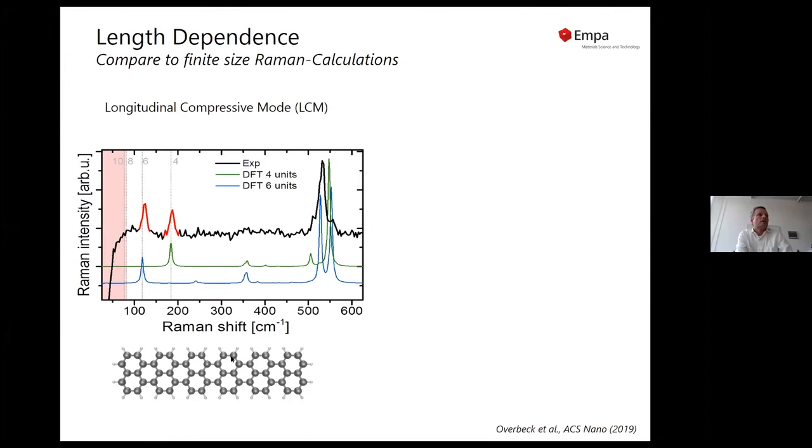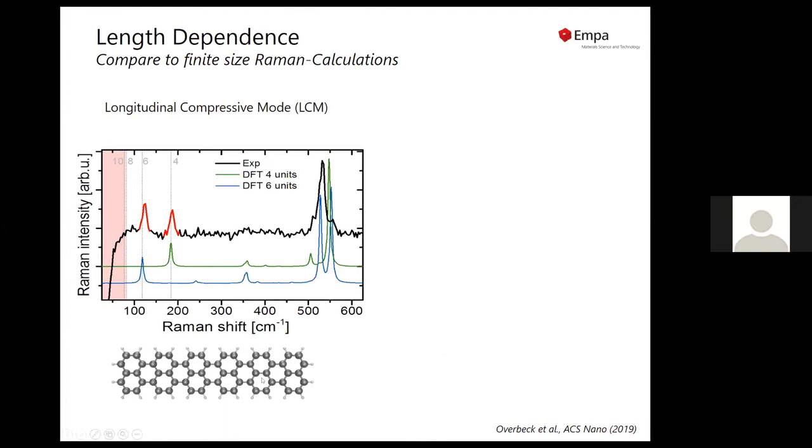That means then we had to go for help from theoreticians, and in collaboration with Vincent Meunier, they did a lot of calculations for that. And we came to the conclusion that this is most probably a longitudinal compressive mode that we observe here. And this is illustrated in this system here.